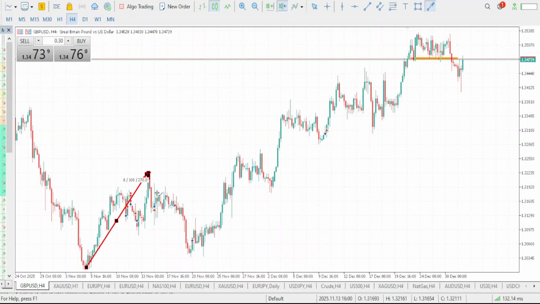Here comes the higher low. Market pushed up again to form a new higher high. Here comes the higher low. And then market pushed up again to form a new higher high. Here comes the higher low, right? So market eventually pushed up again to form a new higher high. Here comes the higher low. Market pushed up again to form a new higher high. Here comes the higher low.